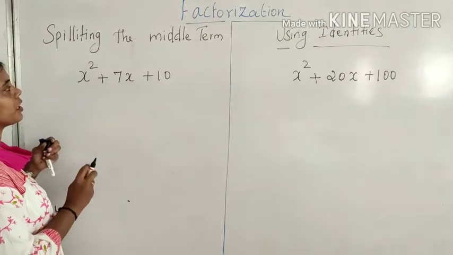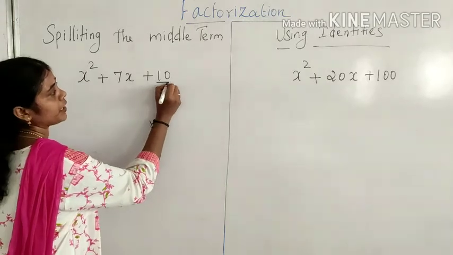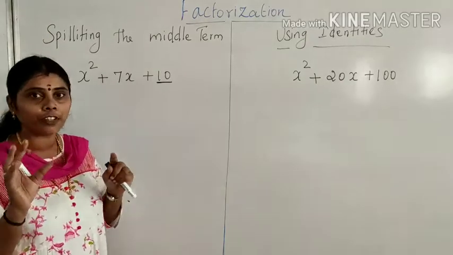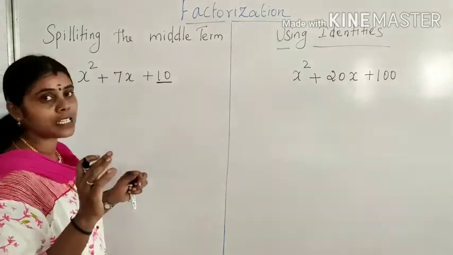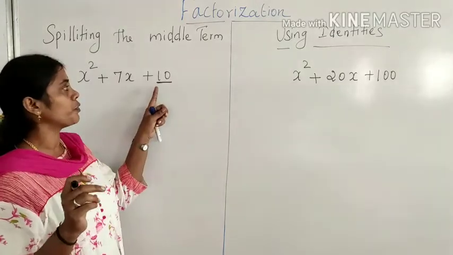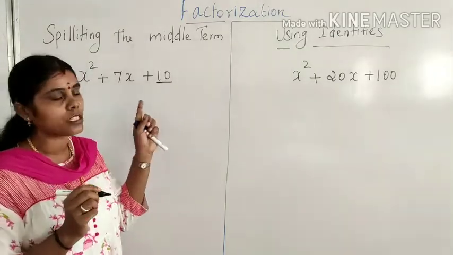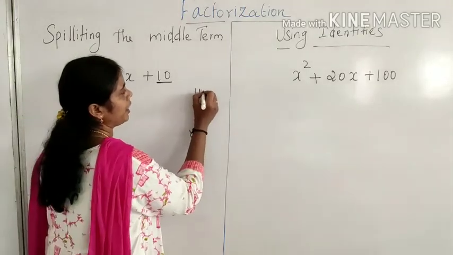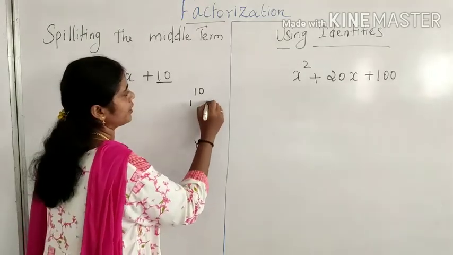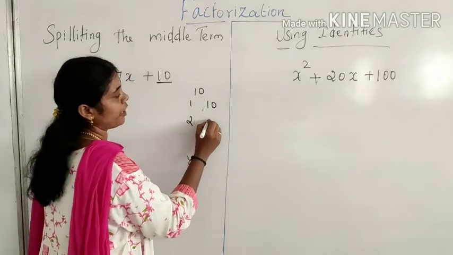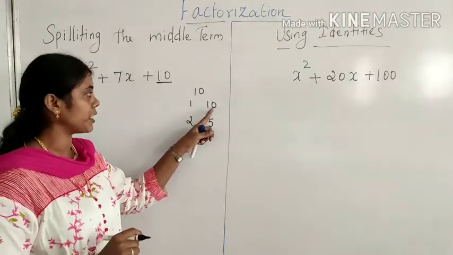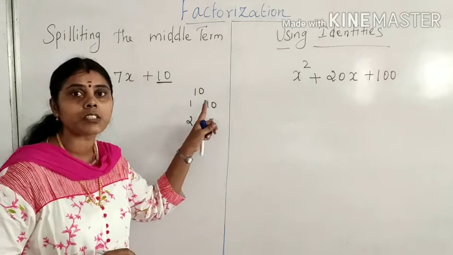So first thing, we have to take the last term. You know that to find the factors for a given number, we might have learned in lower classes, so we are going to use that here. First we are going to find the factors for this number. You know that 10 has factors: 1 into 10 is 10, and 2 into 5 is 10. These two are the factors, nothing else.